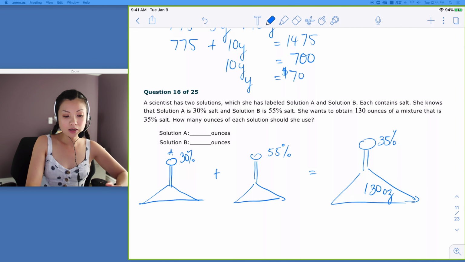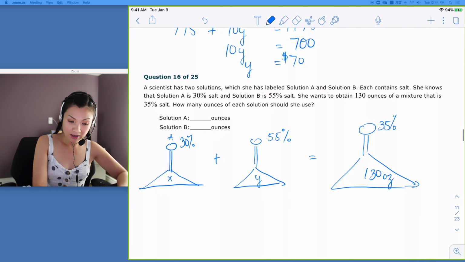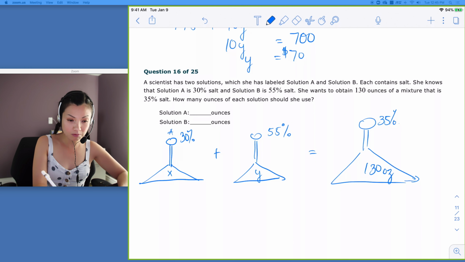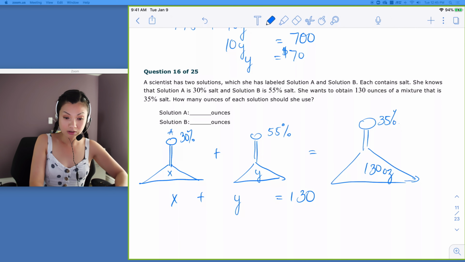Okay, and then we're asking how many ounces in each. So I don't know how many in here. I don't know how many in here, so I'm just going to put X and Y. All right, so you can see that based on this drawing, X plus Y is going to be 130. That's going to be the first equation.